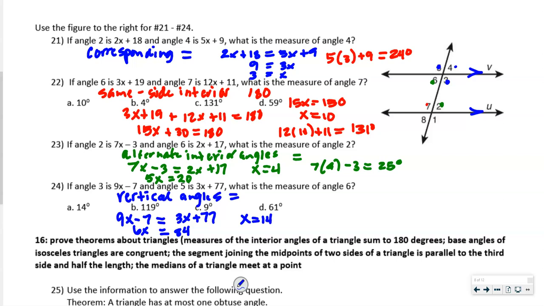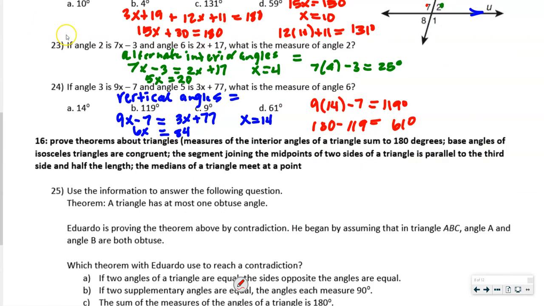So now I'm going to find, it doesn't matter which one I find, but do you notice that these two form a line right there, 6 and 3. So I'm going to go ahead and plug that back in for 3. So 9 times 14 minus 7 is going to give me 119. Okay, so now when I'm looking for angle 6, I got to subtract 3 from 180, right? So 180 minus 119 is going to be equal to 61 degrees. So that's our answer there.